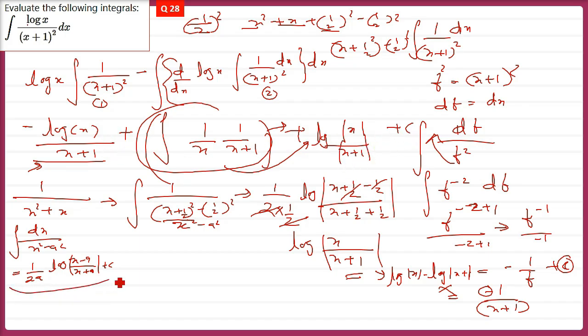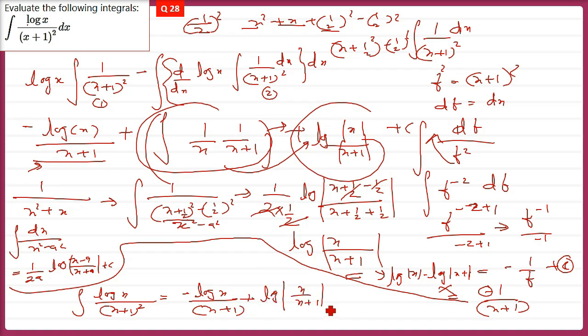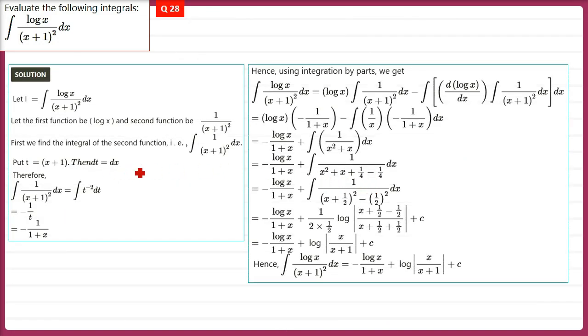So let me write it clearly, so that we just get a glimpse of the answer which will come. So integration of log x by x plus 1 whole square shall be negative log x divided by x plus 1 plus log modulus of x by x plus 1 plus constant of integration, and this is your final answer. How we are going to do it is in front of you. So previous exercises will really help you in answering this.